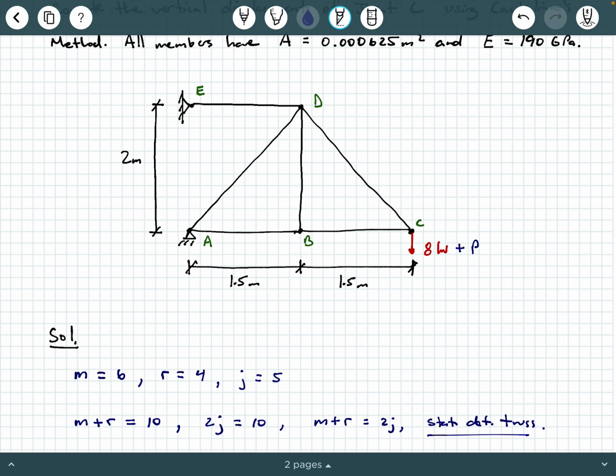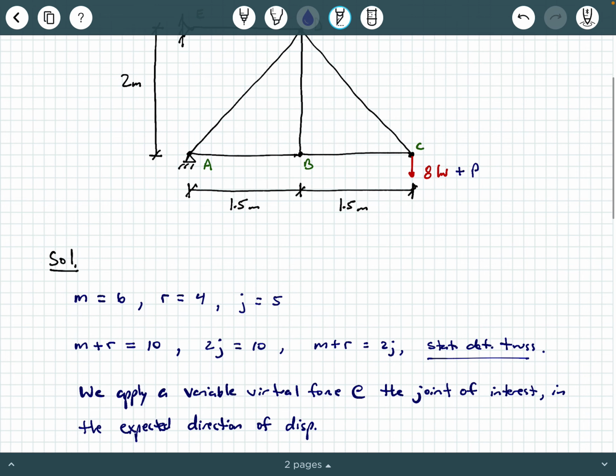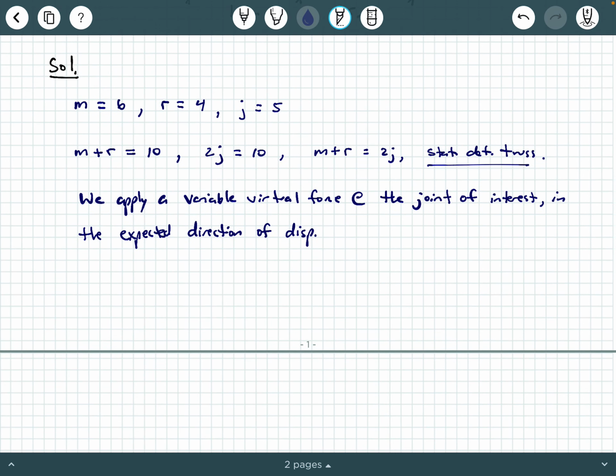So now that we have applied the virtual load here and we have the real load on there as well, the first thing we need to do is get our capital F forces. And we're going to do that by using method of joints. So we're going to say use method of joints to get our capital F forces in terms of that variable load P.